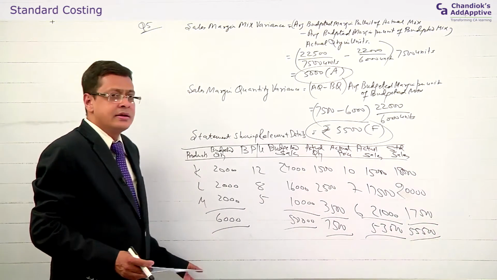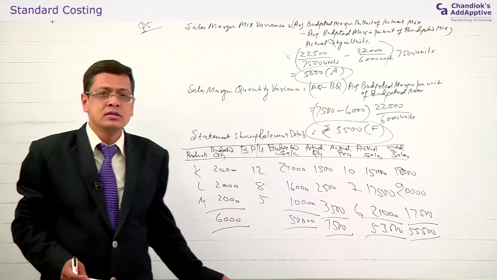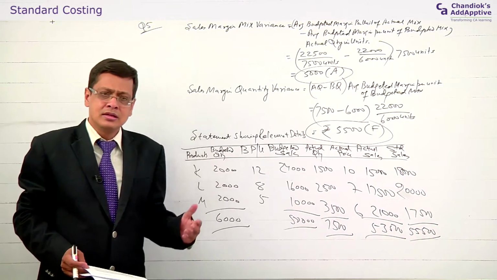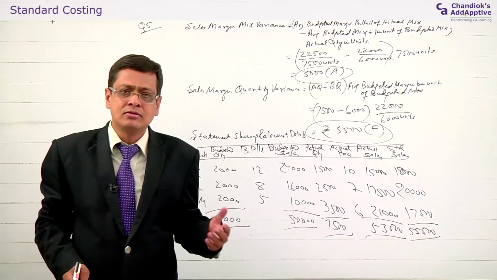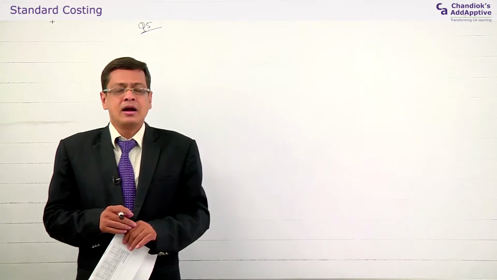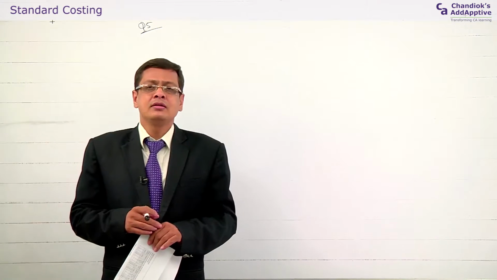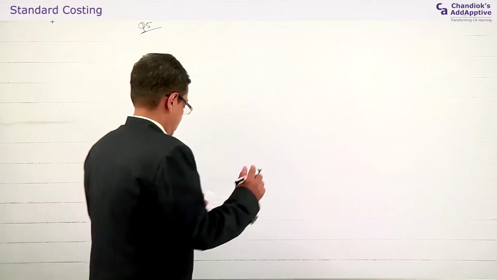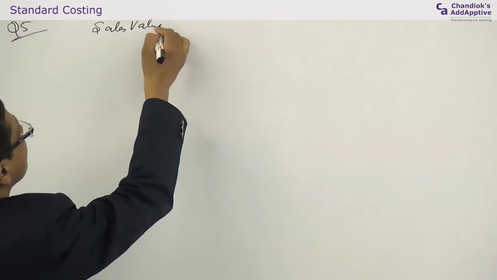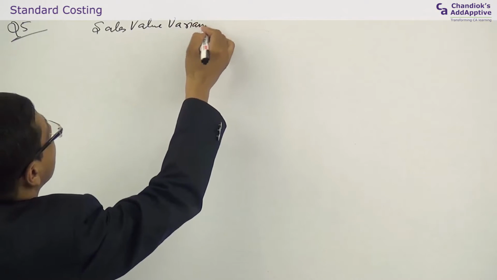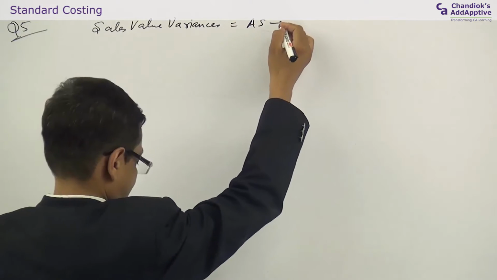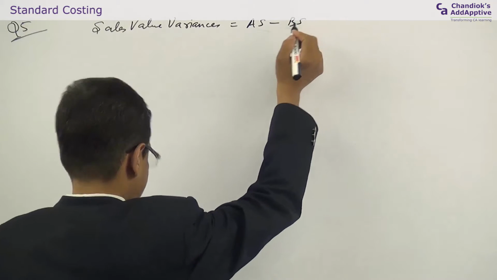So, this is the basic data which we are going to use in the other method, where we are going to compute under value method, the sales value method, how the sales variances are calculated. Now, we are going to compute under value method the different variances. So, sales value variances, this is actual sale minus budgeted sale.